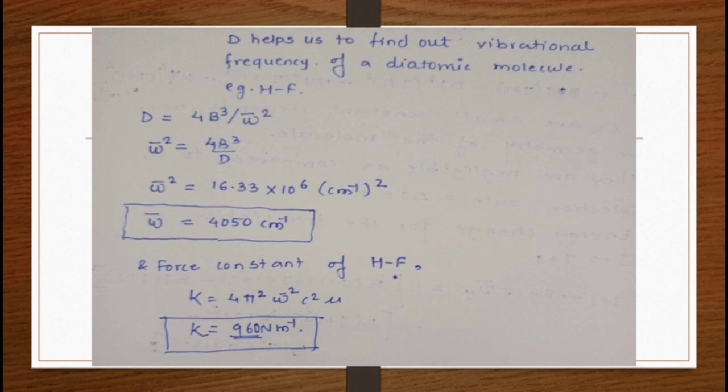In the same way we can calculate the force constant. The force constant equation is written K equal to 4 pi squared omega bar squared C squared mu. Here omega bar is the vibrational frequency, C is the velocity of light, and mu is the reduced mass. Just put all the values in this equation, and we find the value of the force constant K is equal to 960 Newton per meter. In this way, when we know two values, either B, omega bar, or D, we can calculate the third value.